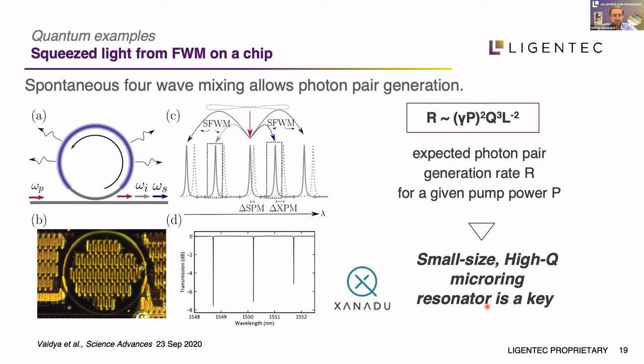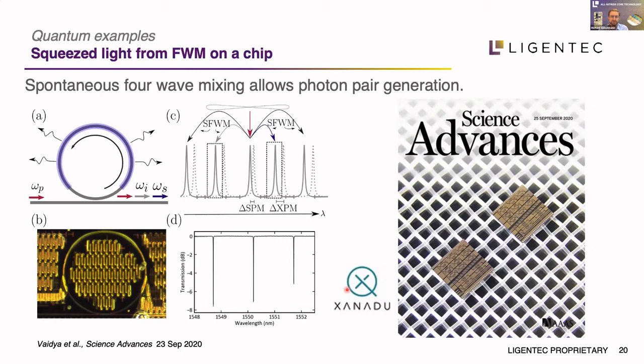And to do four-wave mixing on a chip, what you need is a very high Q. So here we have a waveguide and a resonator, and this resonator has a very high quality factor. And the expected photon pair generation rate scales with the third power of the Q. So the higher the Q, the higher the photon rate that you generate out of your pump photon. You generate two new photons at two new wavelengths. And this was last week published on the cover of Science Advances.